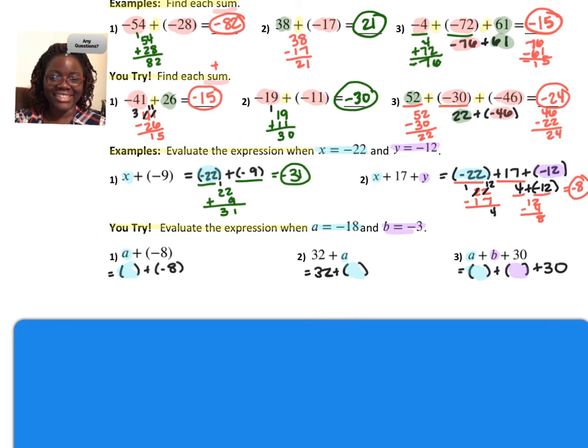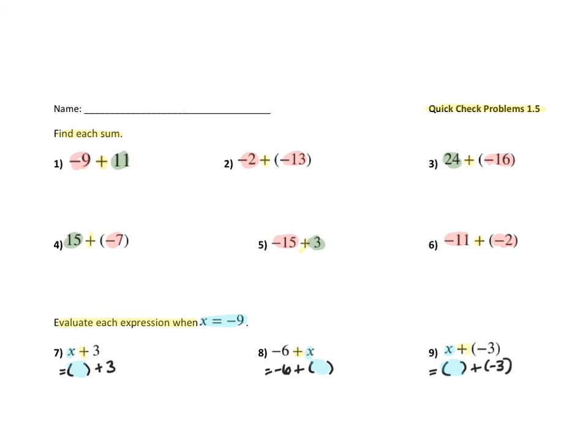Use examples 1 and 2 to complete the U-Try problems 1, 2, and 3. Look over the problems that I just completed for you and let me know if you have any questions. To show that you've mastered today's lesson, complete the quick check problems 1 through 9 for 1.5 notes.